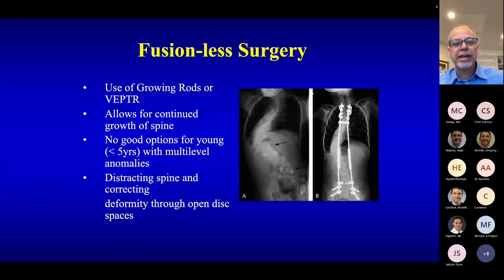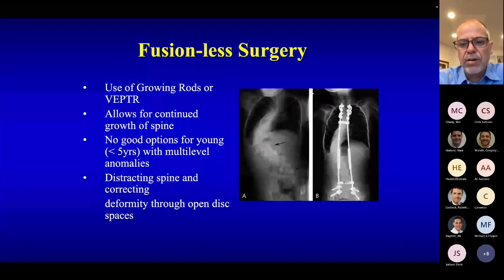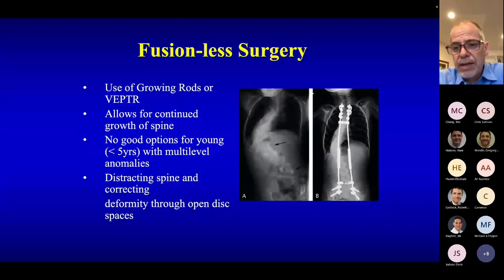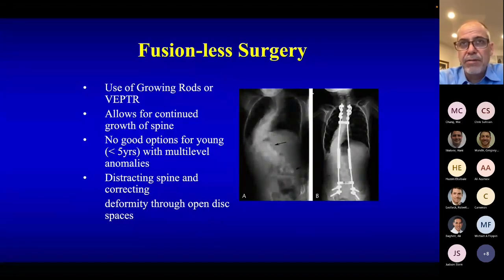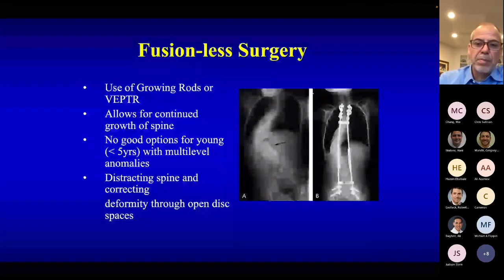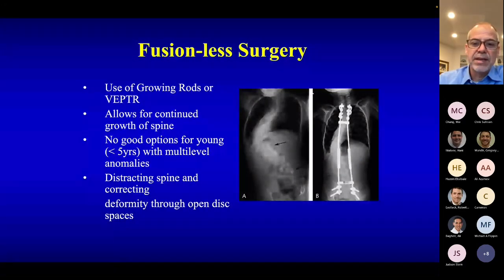As for fusionless surgery, this is something that's obviously well known in San Diego with the development of the growing rods or ultimately VEPTR. The idea behind it is for continued growth of the spine, and it's used for patients, whether it's congenital or early onset scoliosis, that have multi-level anomalies but are not necessarily completely rigid. You do have to have some flexibility in the spine. If it's completely rigid, I don't generally think that these are great options. The idea is distracting the spine and correcting it through distraction through the residual open disc space that might occur in the mixed.